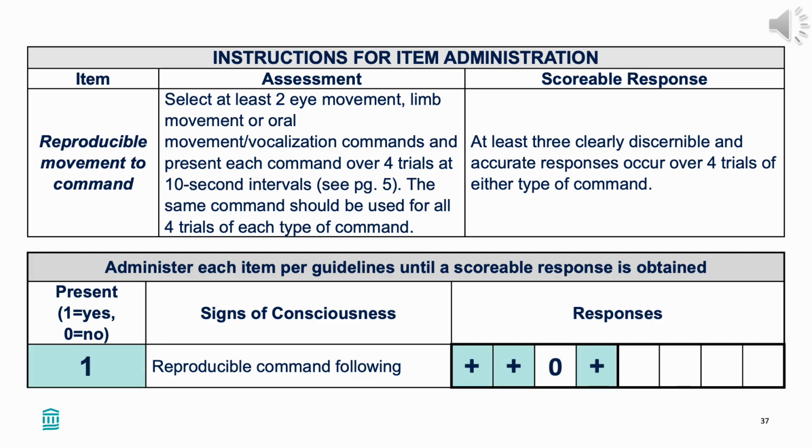For example, let's say the examiner first selects a limb movement command and instructs the patient to take the ball. The patient correctly responds to the prompt on the first 2 trials, then does not respond on the 3rd trial, and then correctly responds to the 4th trial. Therefore, based on the scoring criteria, the examiner could score reproducible command following as present because the patient provided at least 3 clearly discernible and accurate responses over the 4 trials of the limb movement command. In this case, the examiner would mark the left-hand column with a 1 to indicate that the behavior is present. The presence of reproducible command following suggests that this patient is conscious. Therefore, the examiner can discontinue the remainder of the assessment.